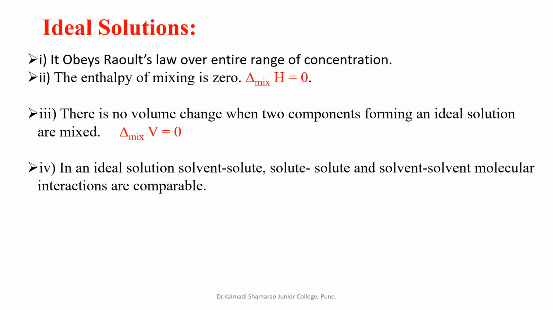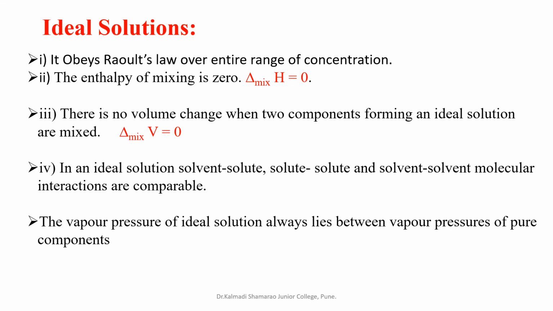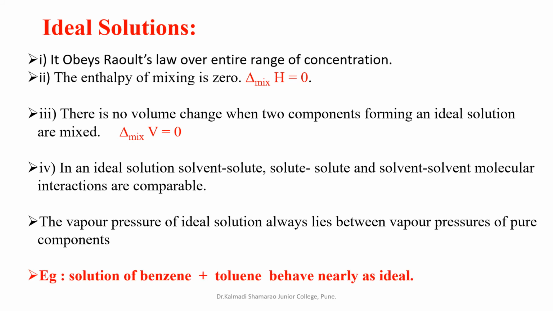Next, in an ideal solution, solvent-solute, solute-solute, and solvent-solvent molecular interactions are comparable. The vapor pressure of an ideal solution always lies between the vapor pressures of the pure components. For example, a solution of benzene and toluene behaves nearly as an ideal solution. Perfectly ideal solutions are uncommon.